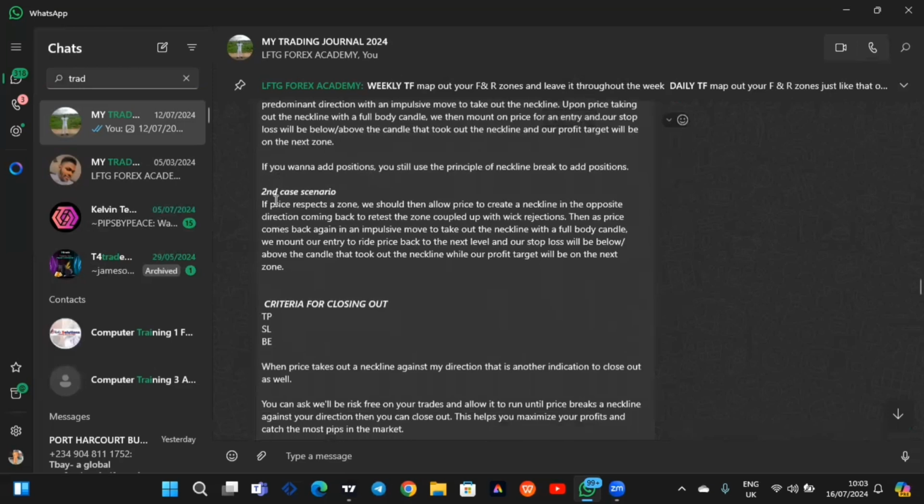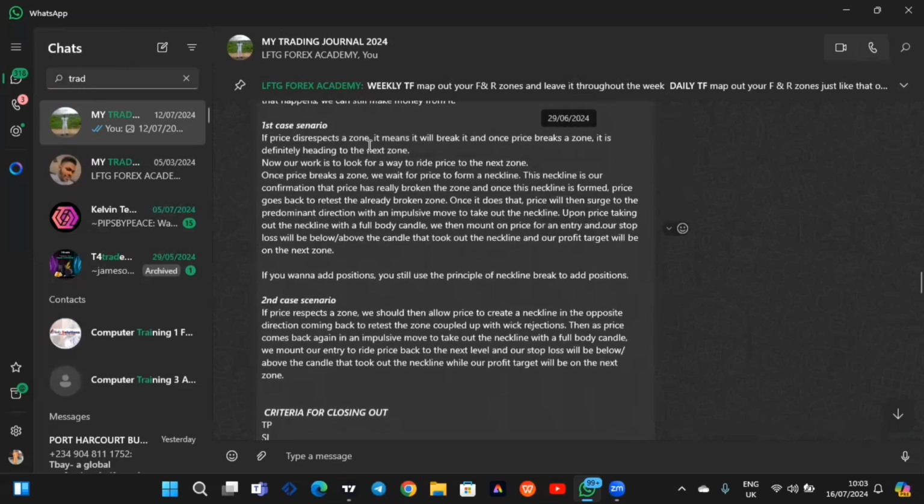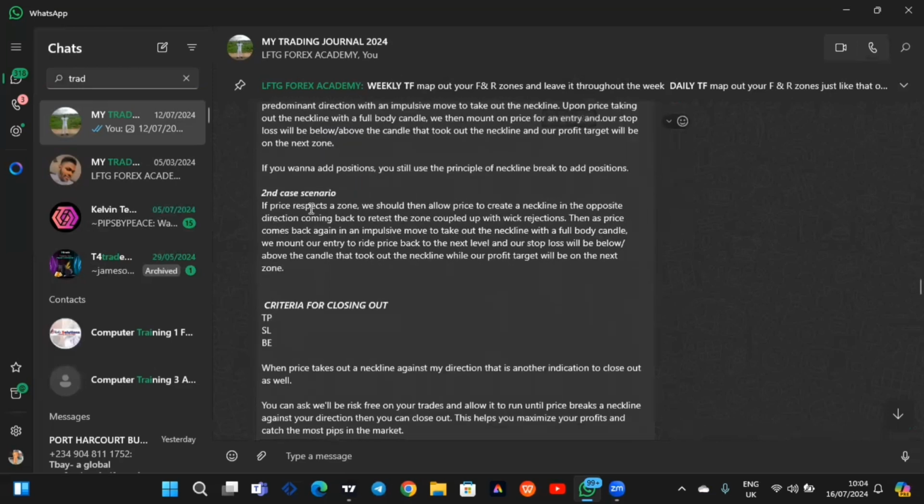Then second case scenario is if price respects a zone. If price respects a zone, we should then allow price to create a neckline in the opposite direction, coming back to retest the zone coupled up with weak rejections. Then as price comes back again in an impulsive move to take out the neckline with a full body candle, we mount our entry to ride price back to the next level, and our stop loss will be below or above the candle that took out the neckline, while our profit target will be on the next zone.